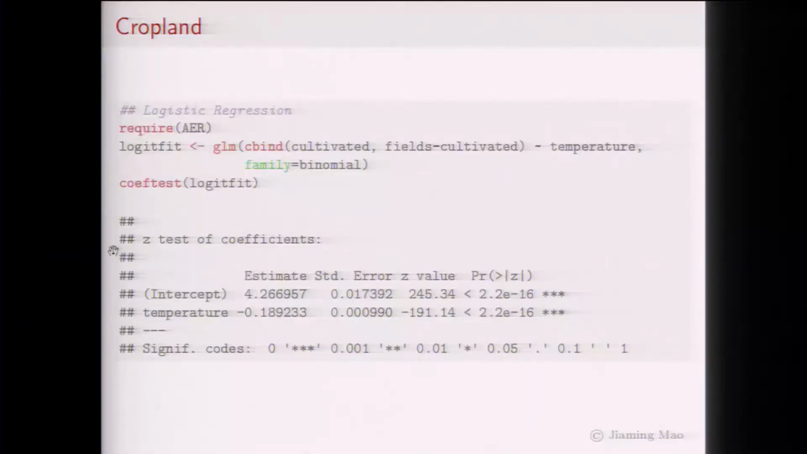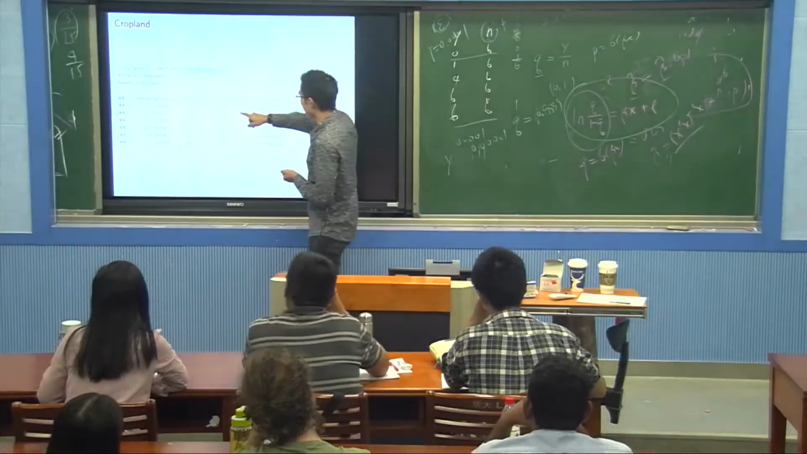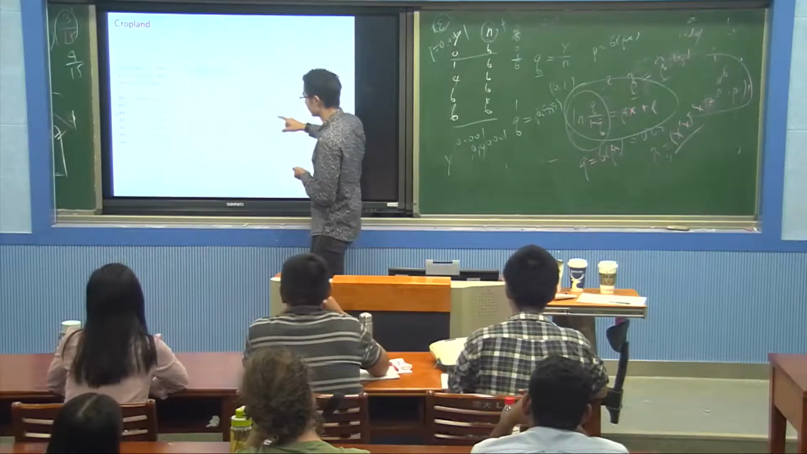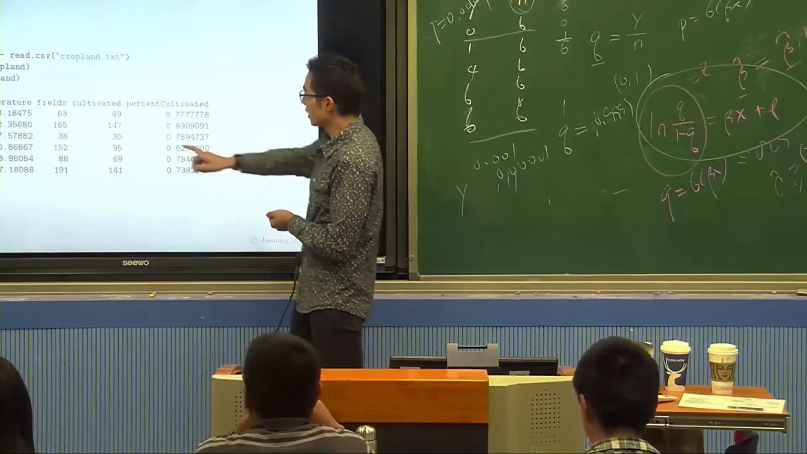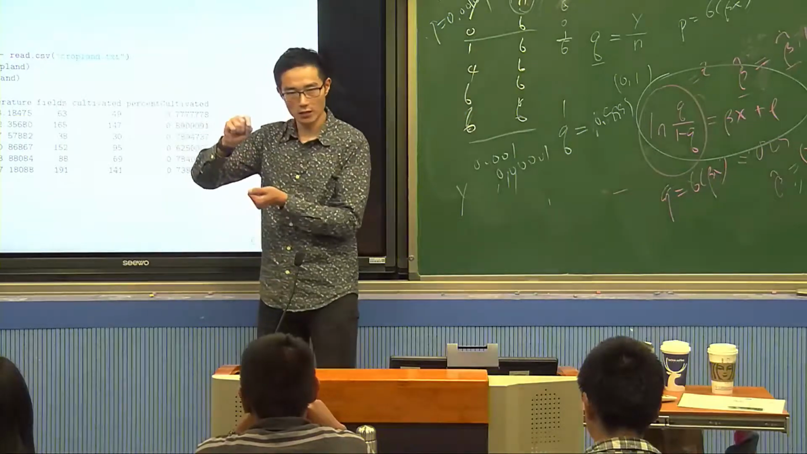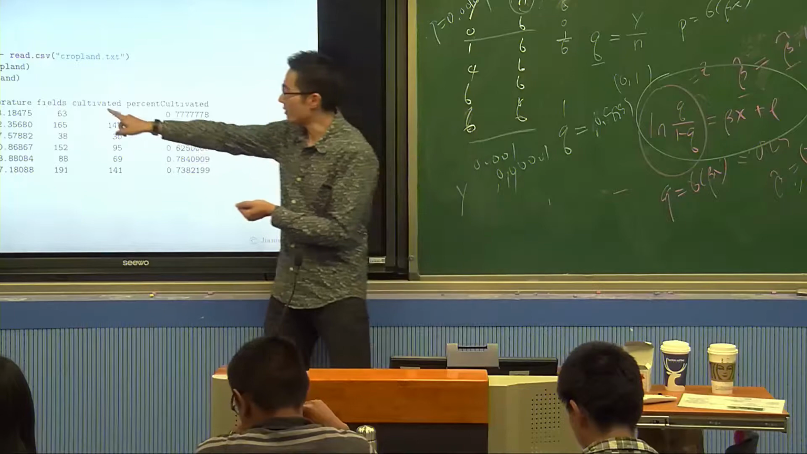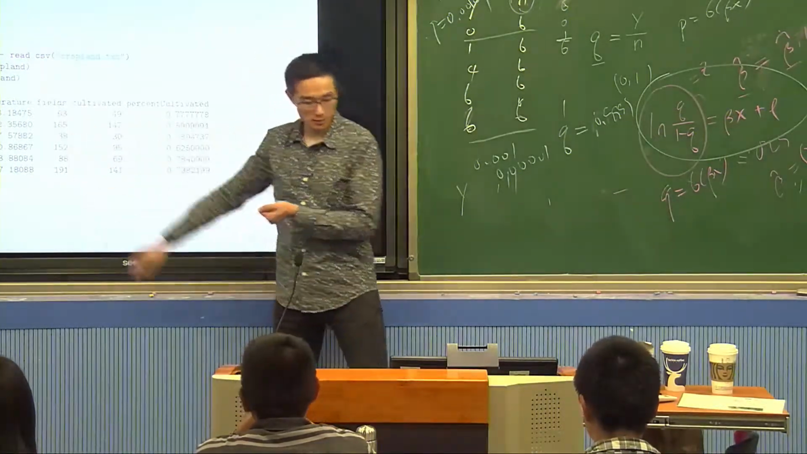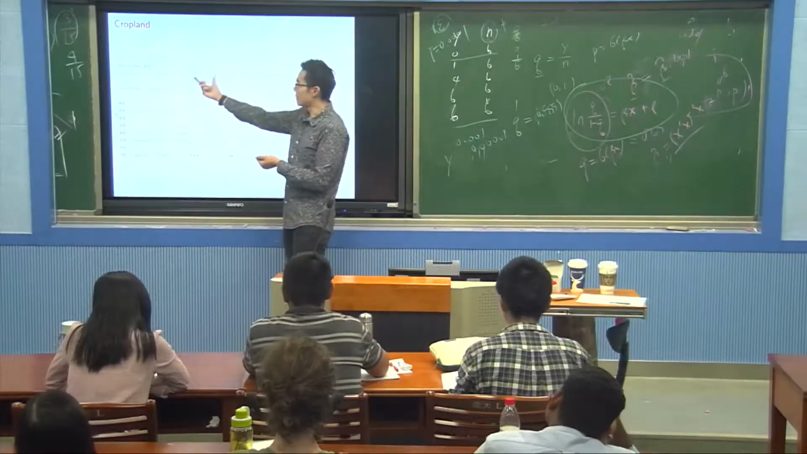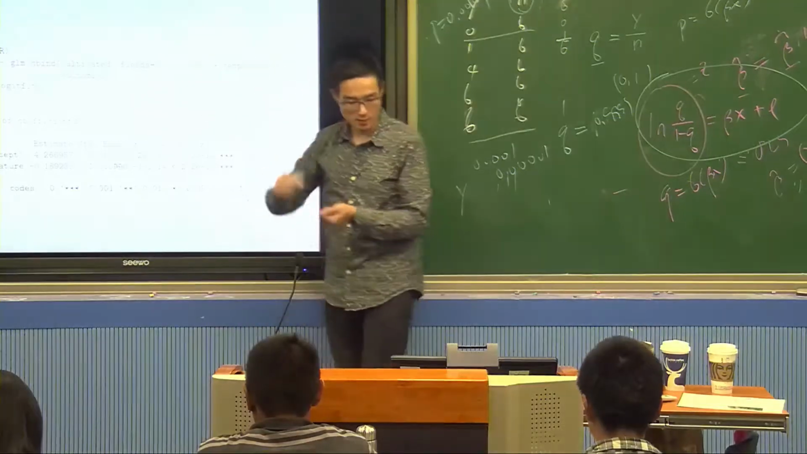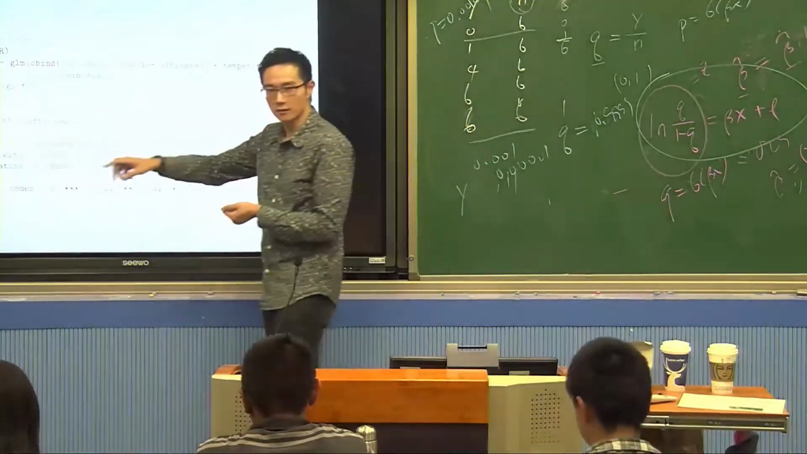Now, my goal is to predict either this one or this one. I can have my y equal to this, or I can have my y equal to this. If this is my y, the total number of cultivated fields, then this y is a binomial distribution I can think about, with n being the number of fields. All right, so that's what I'm going to do. Run a logistic regression with y being the cultivated fields, and the rest is uncultivated fields. And you can see that temperature has a negative effect on cultivation.